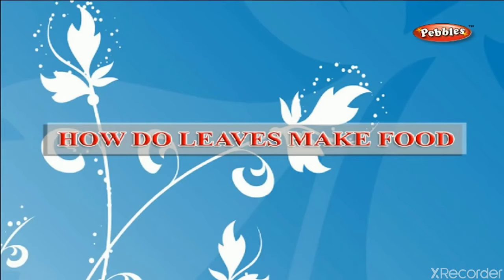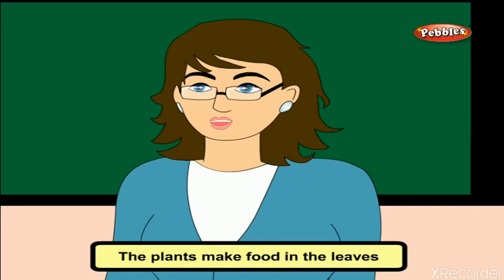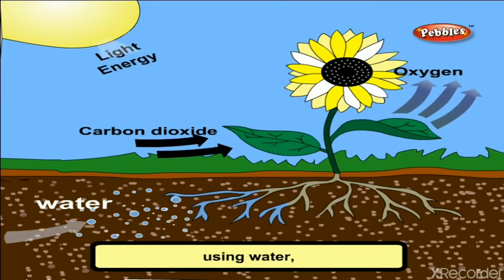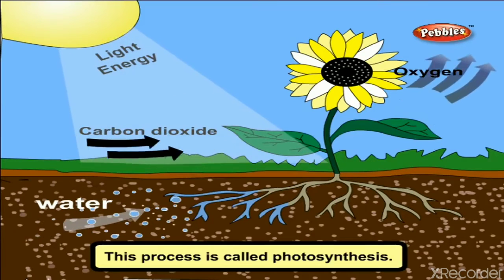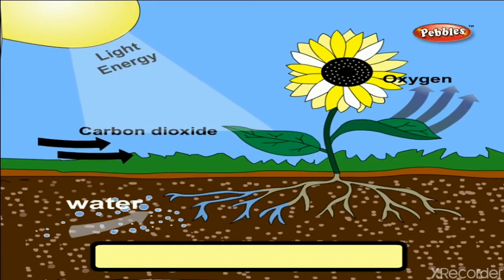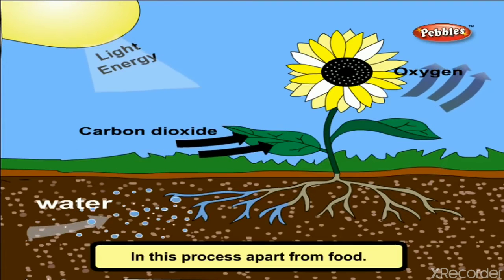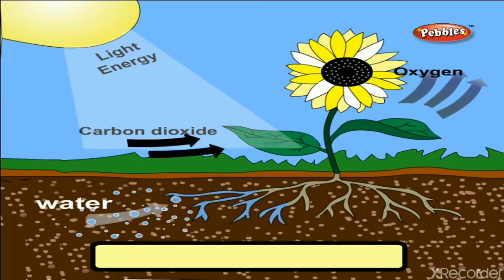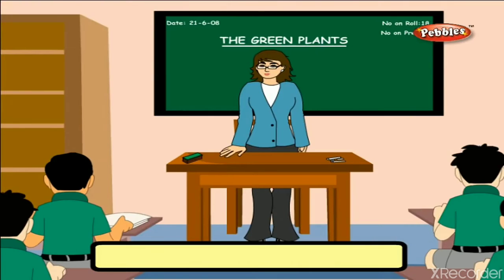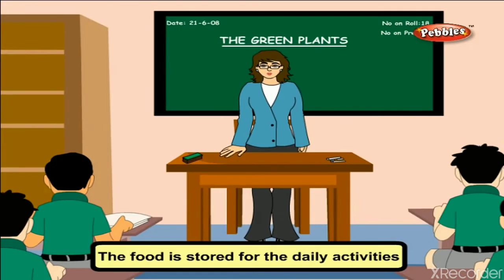How do leaves make food? The plants make food in the leaves with the help of chlorophyll pigment using water, sunlight, and carbon dioxide. This process is called photosynthesis. In this process, apart from food, water and oxygen are given out. The prepared food is called sugar. The food is stored for the daily activities, and the extra food is stored as starch in root, stems, leaves, or fruits of the plant.